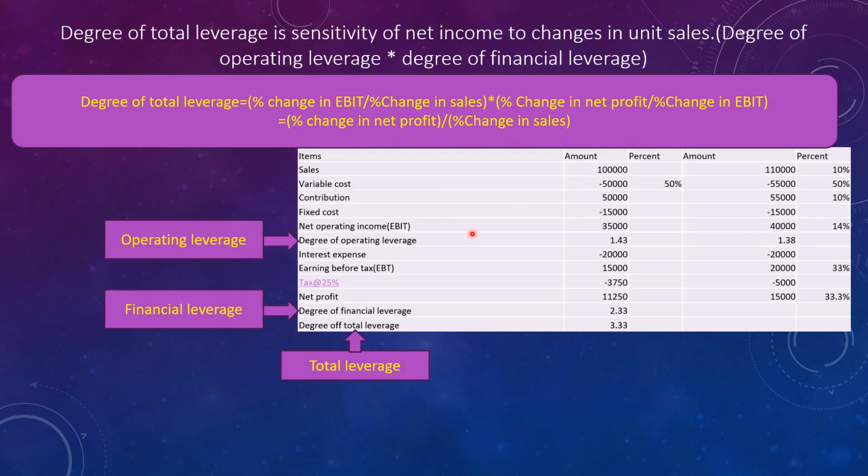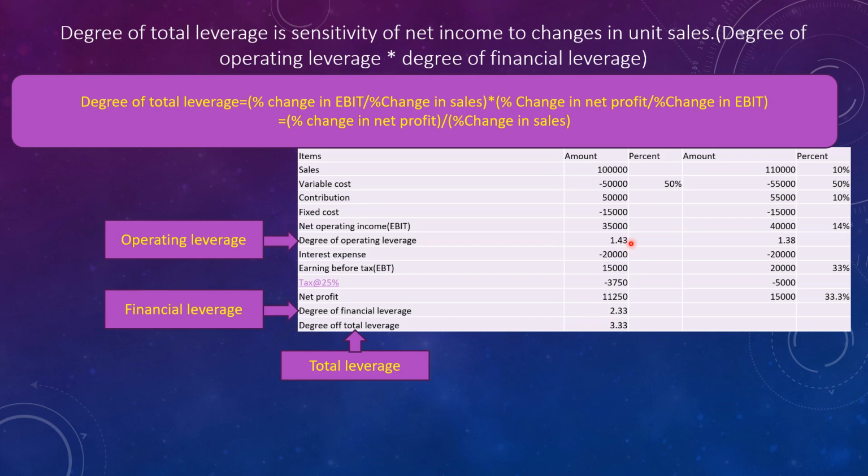Now this table shows the calculation of both operating leverage and financial leverage, and from them we can calculate the total leverage. The degree of operating leverage is 1.43 here. That is 14 by 10%. The degree of financial leverage is 2.33. So that is the change in net profit by change in EBIT. That is 33% divided by 14% equal to 2.33.